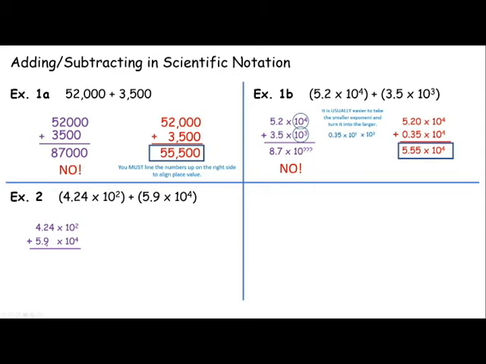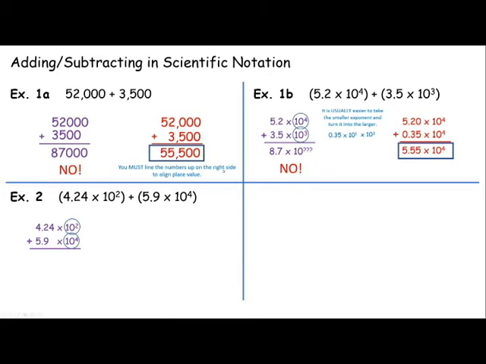Because of this 10 to the 4th, this is actually a 50,000. So I can't take 400 plus 50,000 and end up with 900 or 9,000. Instead, I'm going to have to rewrite this problem so that my exponents match, and that's going to put everything in the right place value.